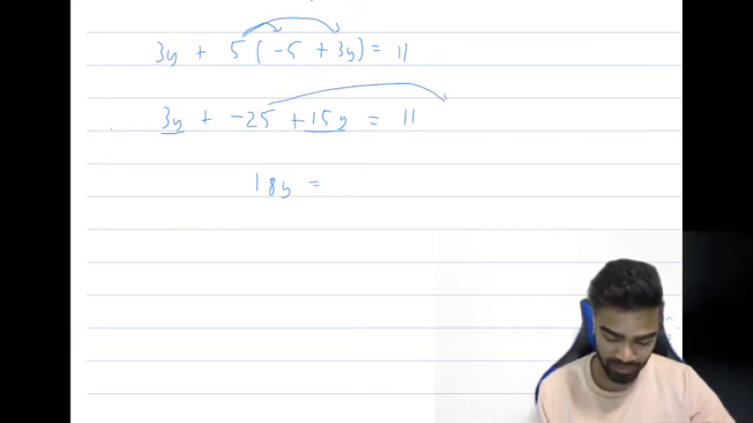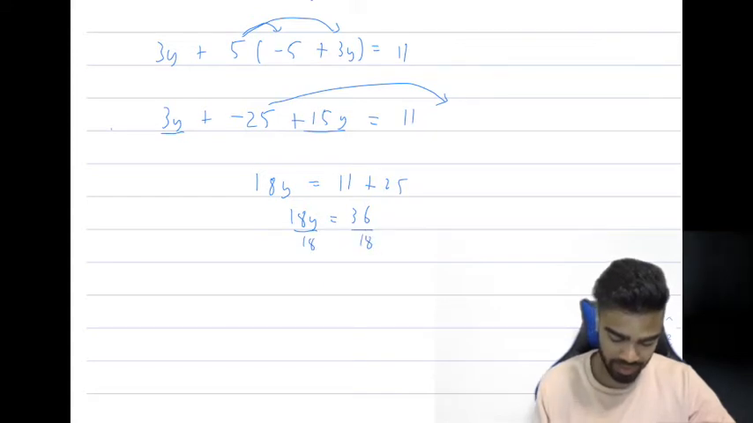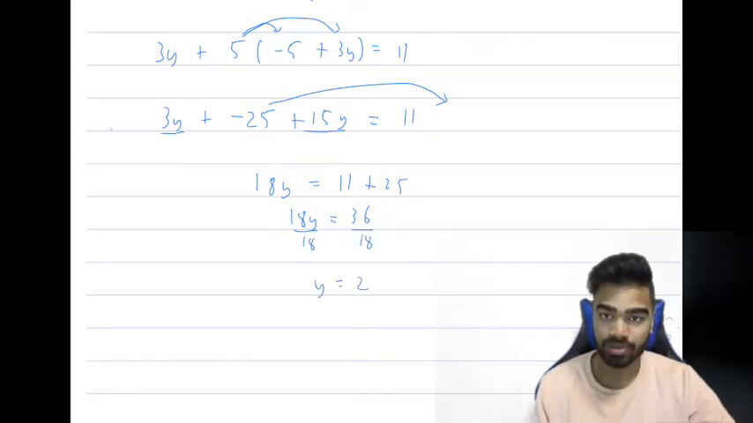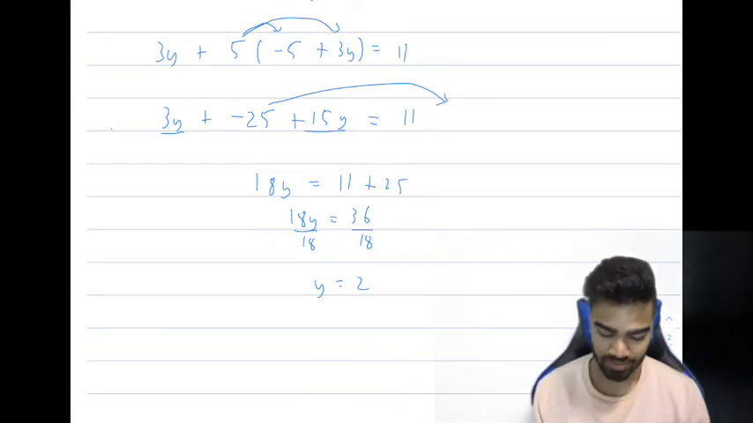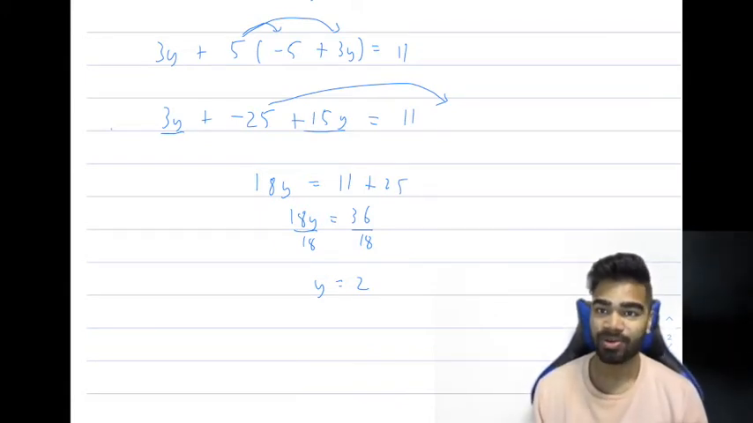And then take 25 to the other side. 11 plus 25. So then 18y is equal to 36. Divide both sides by 18. Y is equal to 2. That's it. Oh, is that it? No, we're not done with the question.